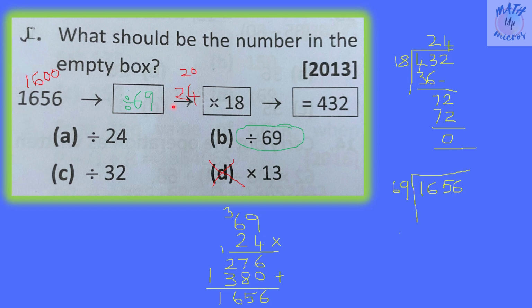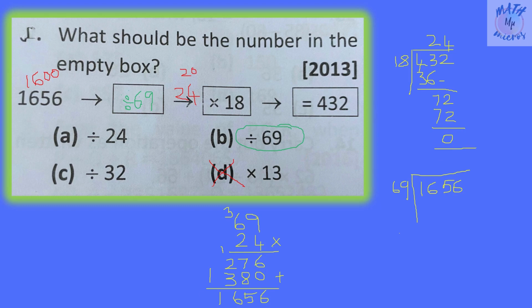Alright. Now we have 24, and 24 times 18 is 432, which can be seen like this: 432 divided by 18 is 24, and this we have worked out here. So hence divide by 69 is the answer.